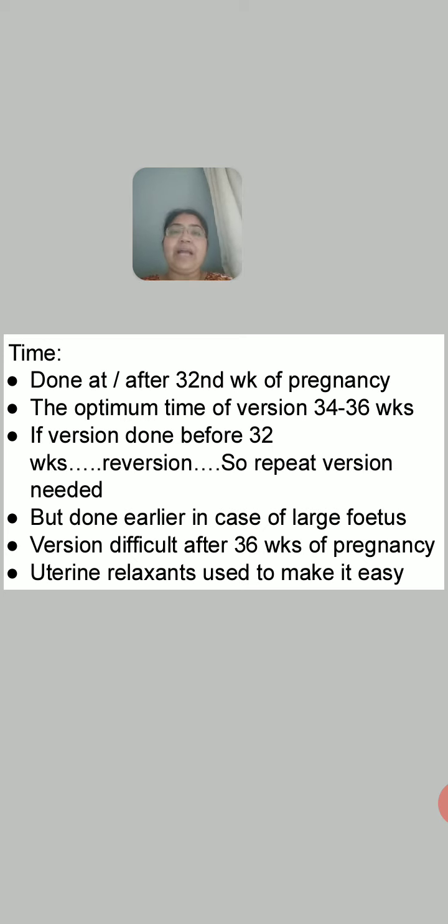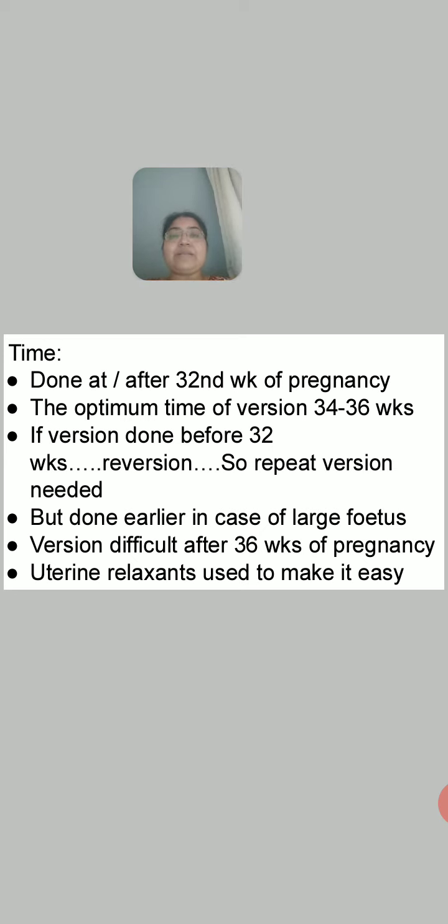Version is difficult after 36 weeks of pregnancy. Even though the fetus is average sized, after 36 weeks the fetus is almost completely grown. So at that time the version becomes difficult, because the empty space in the cavity is much less.